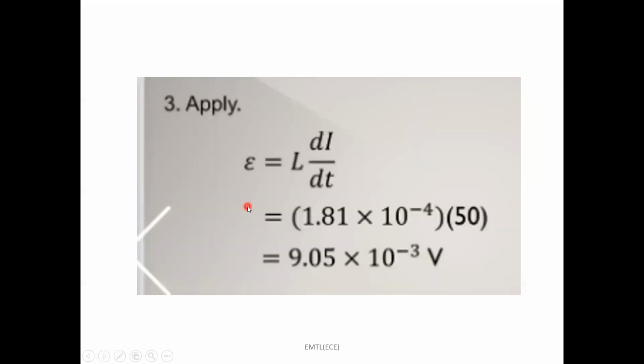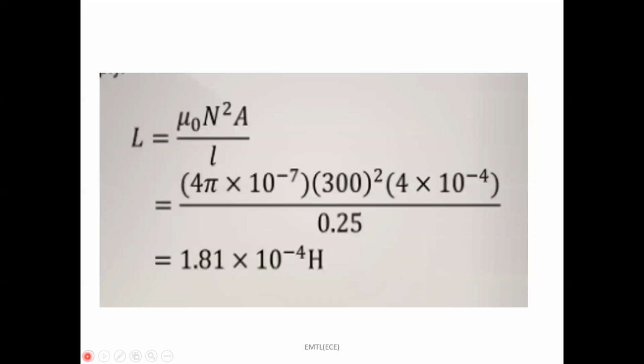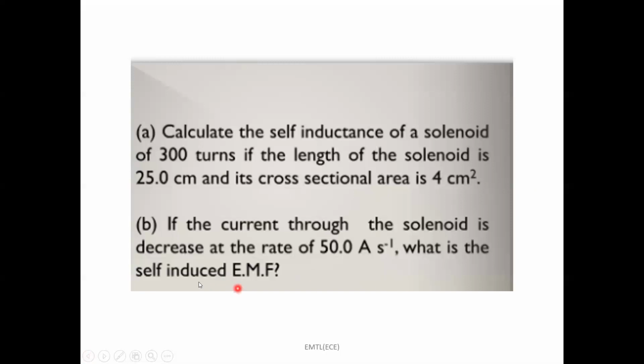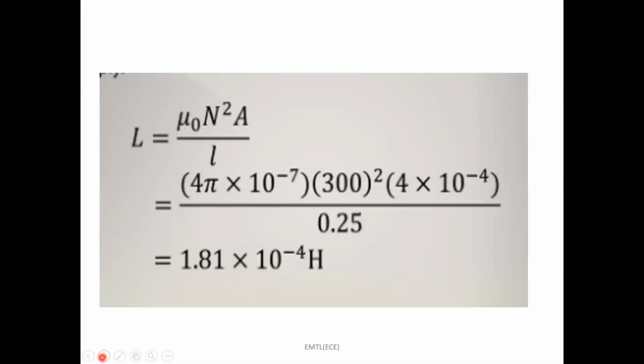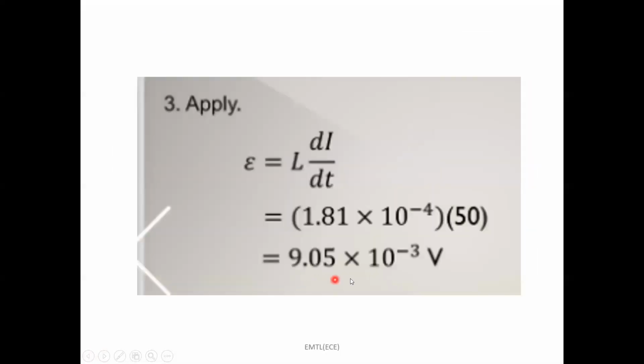So by substituting here, epsilon is equal to L di by dt. The L value is 1.81 into 10 power minus 4, and di by dt, the rate of change of current, is 50. By multiplying these two values, the resultant value is 9.05 into 10 power minus 3 volt. So the self-induced electromotive force is equivalent to 9.05 into 10 power minus 3 volt. The next problem.